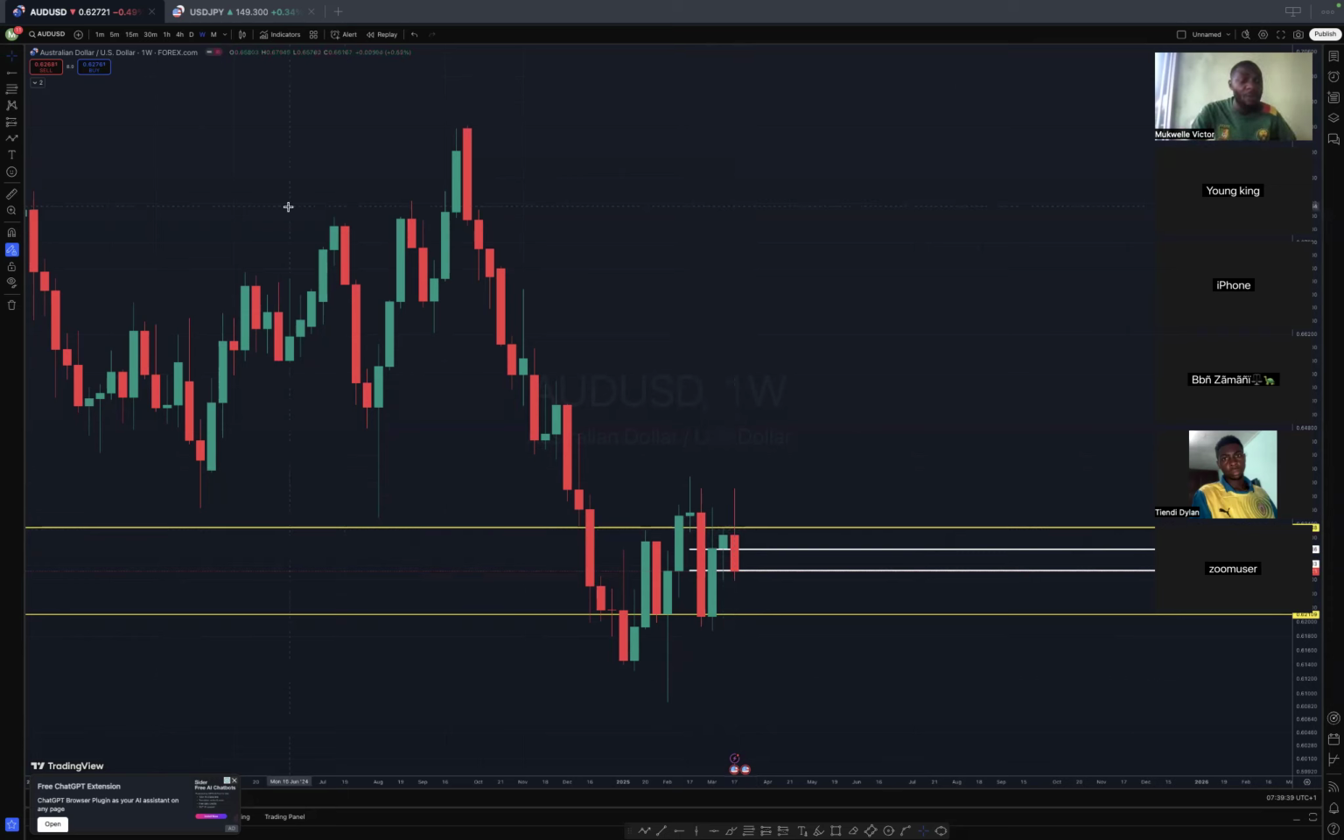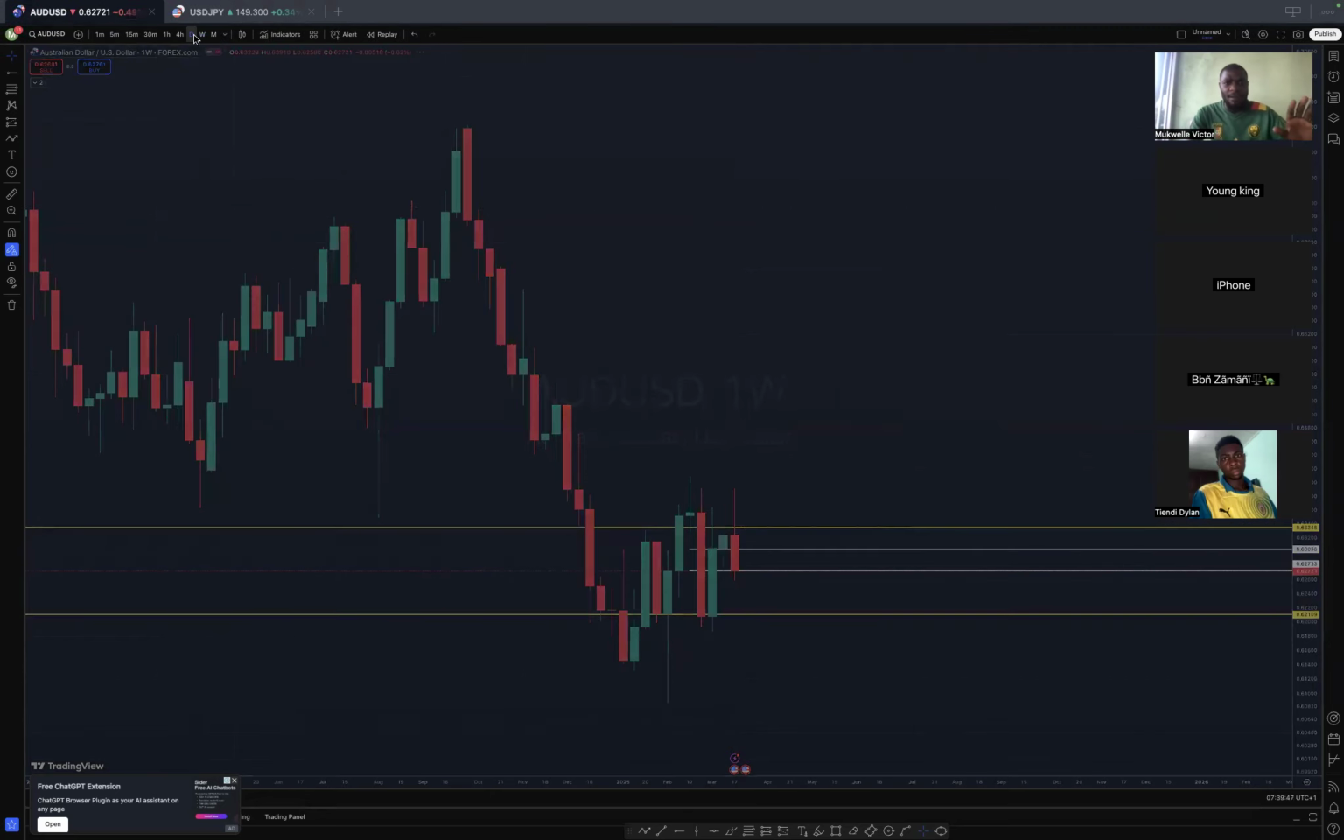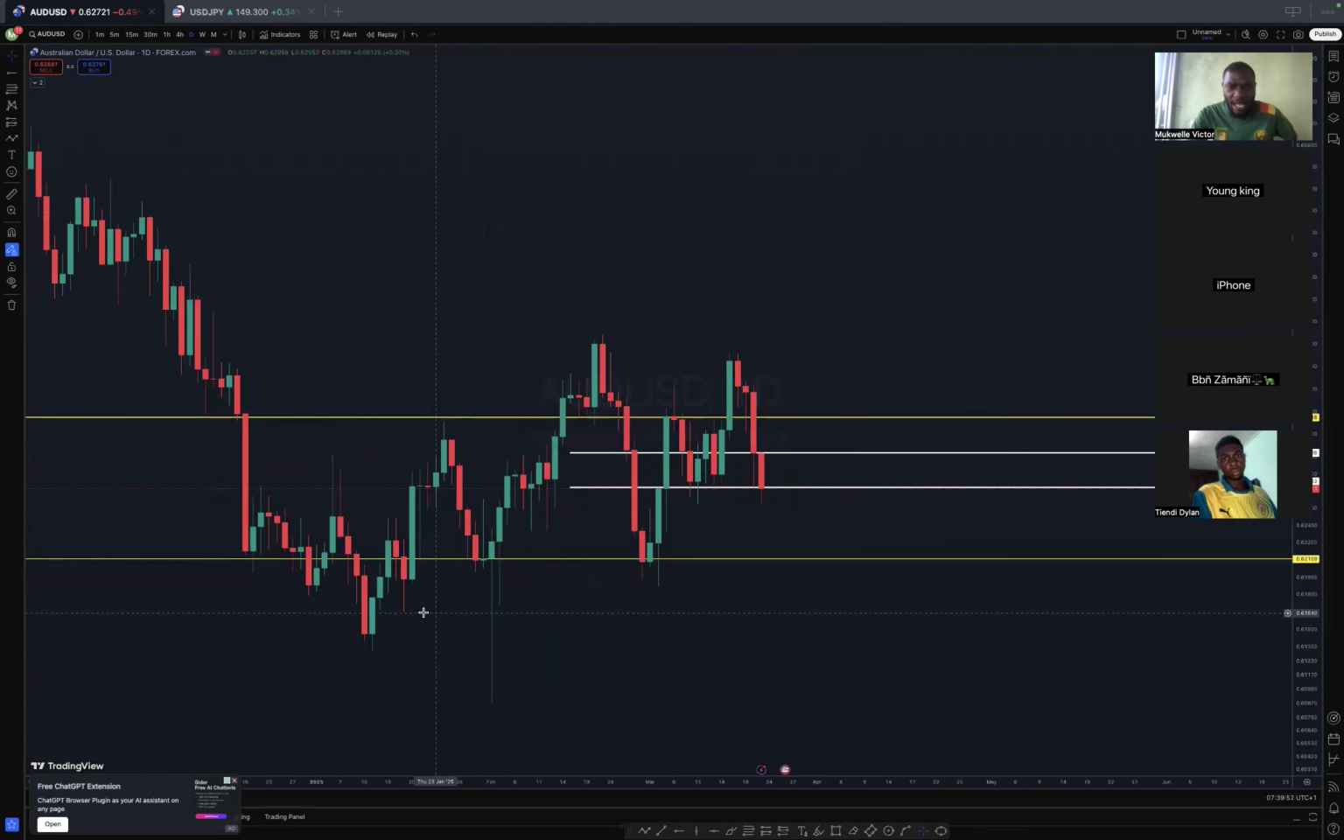So now we boil down on the lower time frame to look at structure on the daily, and then we align it with structure on the 4-hour. On the daily time frame, since this is a weekly lower high, we need to see a valid daily higher high, higher low, higher high, higher low.